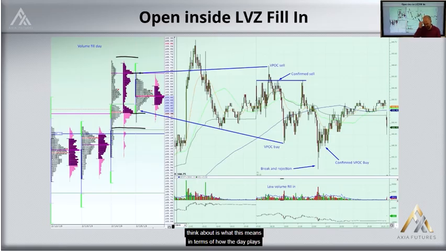What you have to think about is what this means in terms of how the day plays out. It generally results in a reasonably limited day. But the implication is, if you're opening in the middle, you're going to trade between the areas of high volume. Again, high volume attracts price, the market will bounce up and down in those zones, fill that in, and give you opportunities to play reversal trade back in towards the middle of the range.